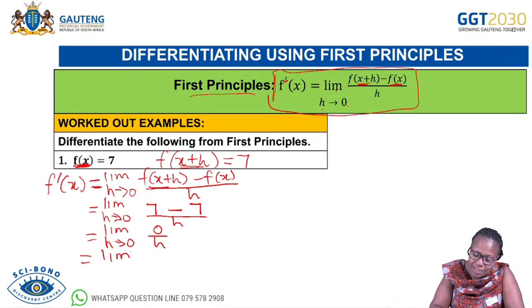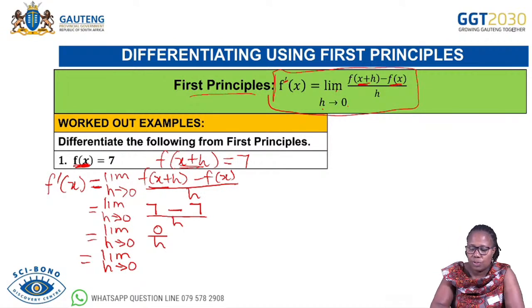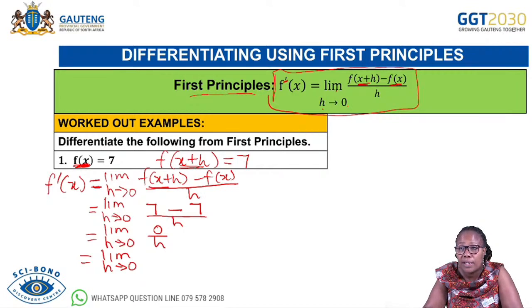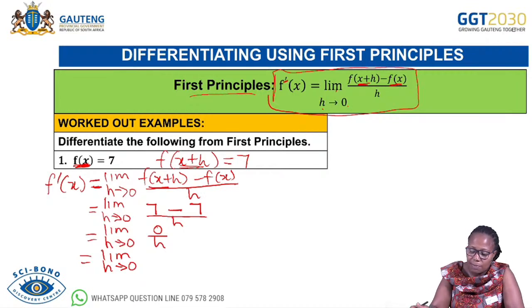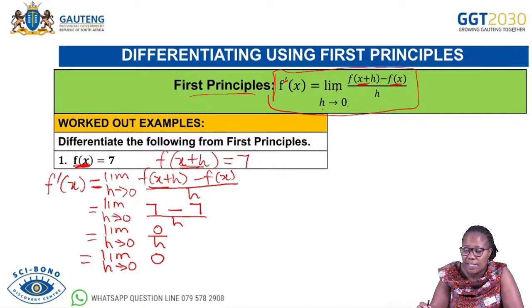I am still simplifying, grade 12. You simplify up to the latter where you can't simplify anymore. It's only then that you now look at the h approaching 0. So we are busy simplifying. It's a 0 divided by h, which will still give us a 0. 0 divided by any number is 0. Okay. The only case that is undefined is when you have h over 0. Therefore, this one is undefined.